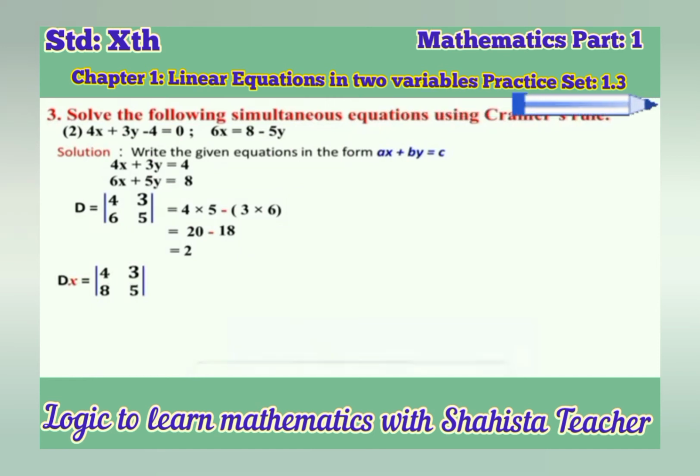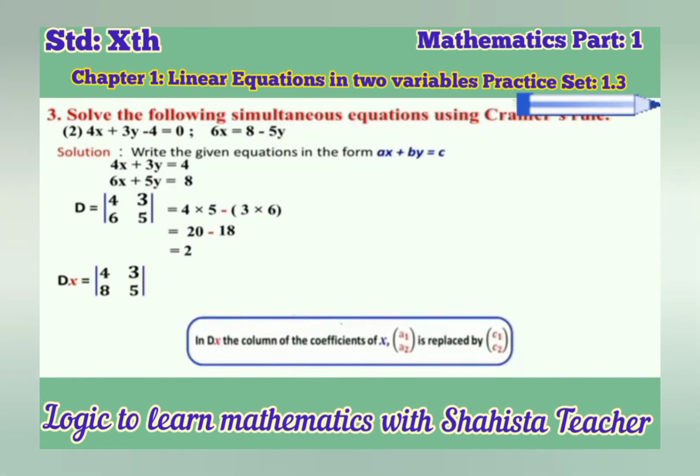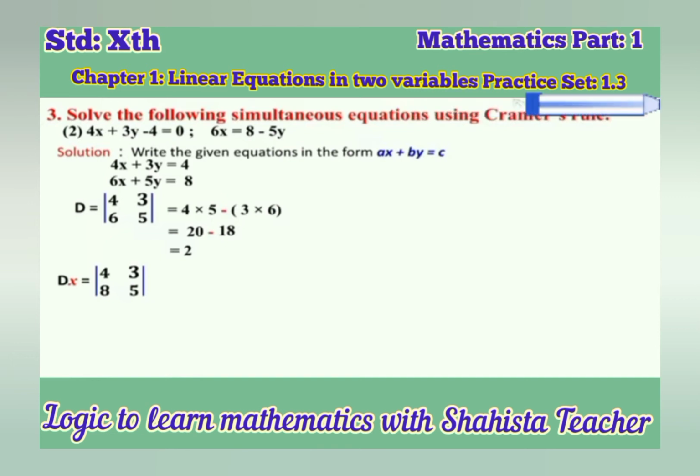So now Dx is equal to |4 3; 8 5|. Dx is the column of coefficients of x, where a1, a2 is replaced by c1, c2. So here 4 multiply by 5 and 3 multiply by 8, cross multiplication. 4 multiply by 5 minus 3 multiply by 8. So 4 fives are 20 minus 3 eights are 24. So 20 minus 24 is minus 4. That means Dx is equal to minus 4. Is that clear, my dear students? D is equal to 2 and Dx is equal to minus 4.